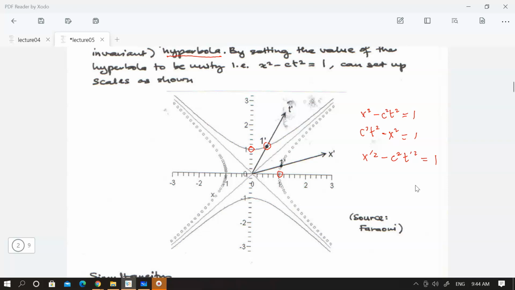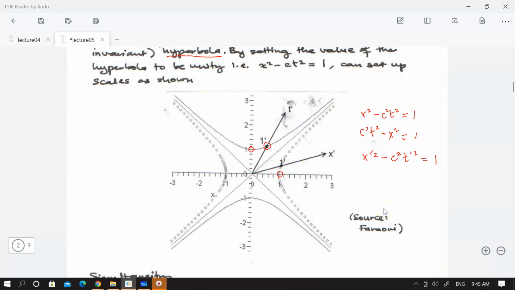And similarly, there should be something similar. I'm not sure about this equation, but you have another equation that tells you about this hyperbola cutting the x dash axis at that point. Let me just think carefully whether this is correct or not. I think it should be that. Then I'll confirm in the next lecture, I suppose. So this will actually give you the unit scale for the x dash axis.